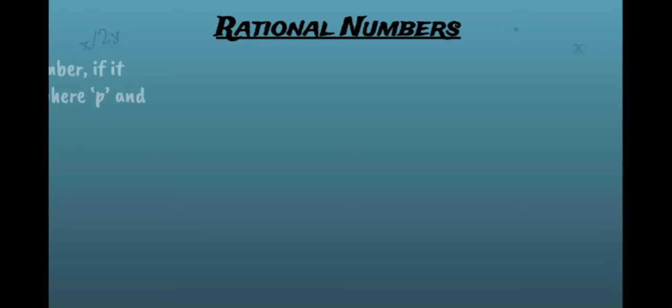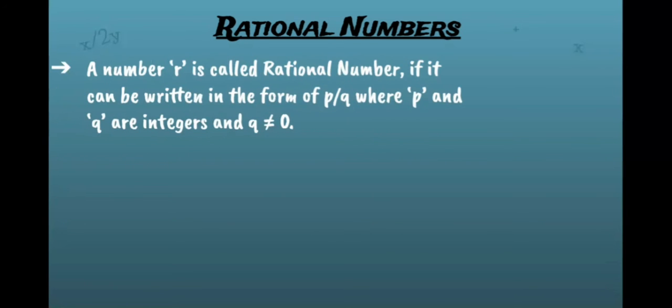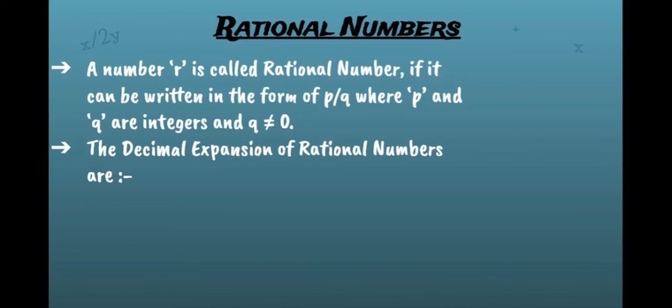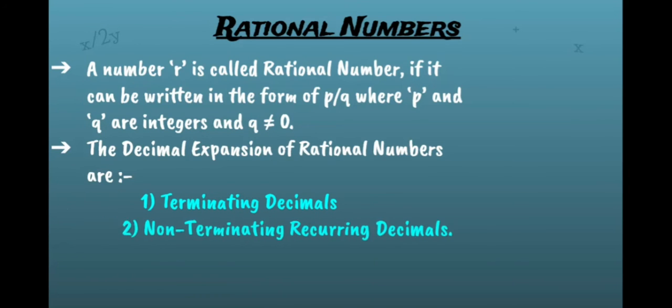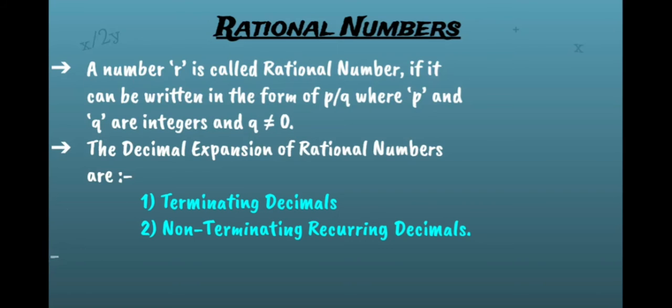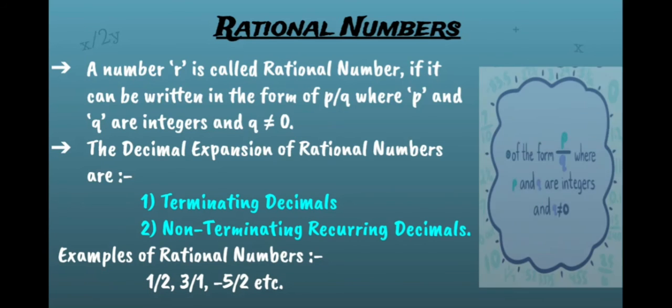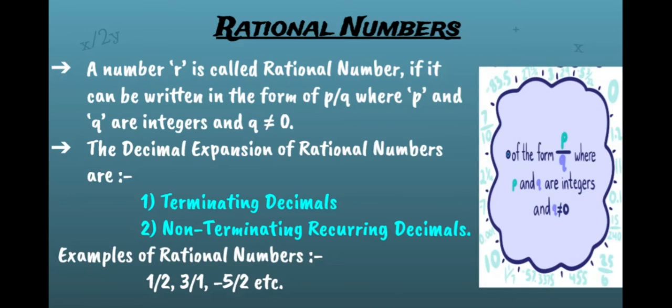What are rational numbers? A number r is called a rational number if it can be written in the form of p by q, where p and q are integers and q not equal to 0. The decimal expansion of rational numbers are terminating decimals and non-terminating recurring decimals. Some examples of rational numbers are 1 by 2, 3 by 1, minus 5 by 2, 2.5, 0.3 bar, etc.